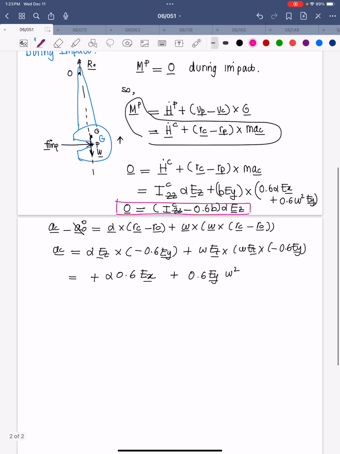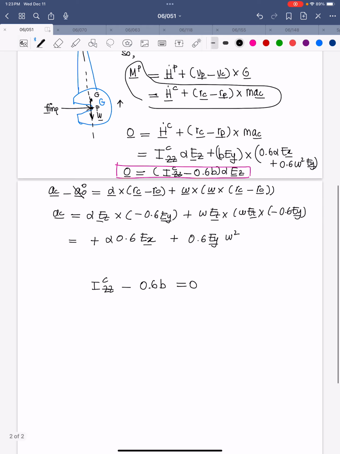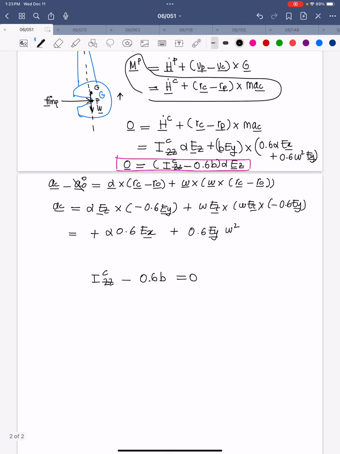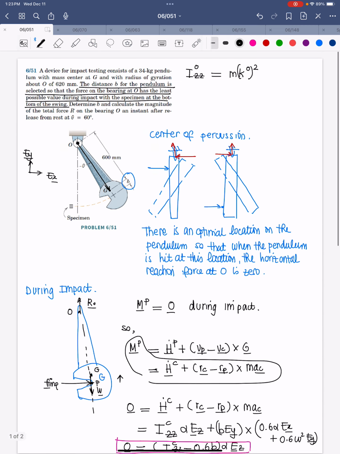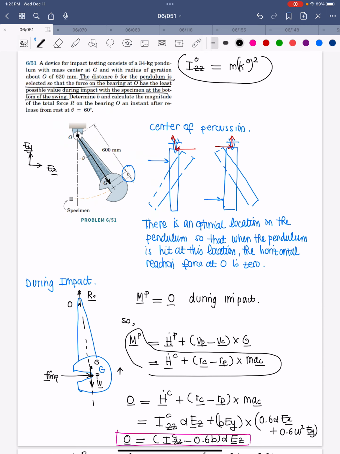Which means that I_CZZ minus 0.6 B is equal to 0, because we know that alpha is not 0. So this will enable us to calculate B. B is I_CZZ over 0.6. The only issue left here is that we are not given I_CZZ, we're given I_OZZ. We're going to have to use the parallel axis theorem to relate the two.